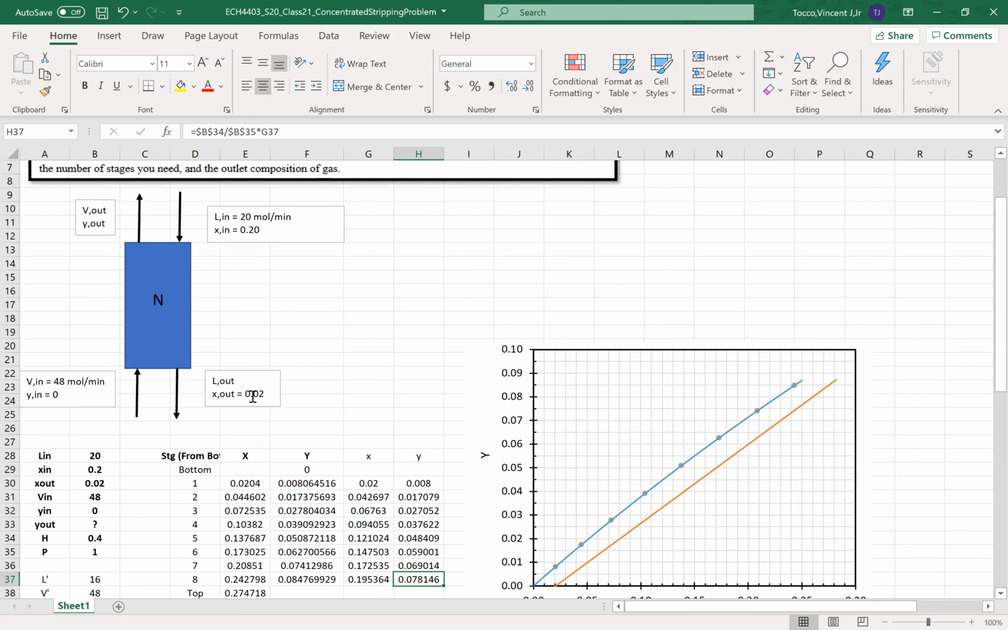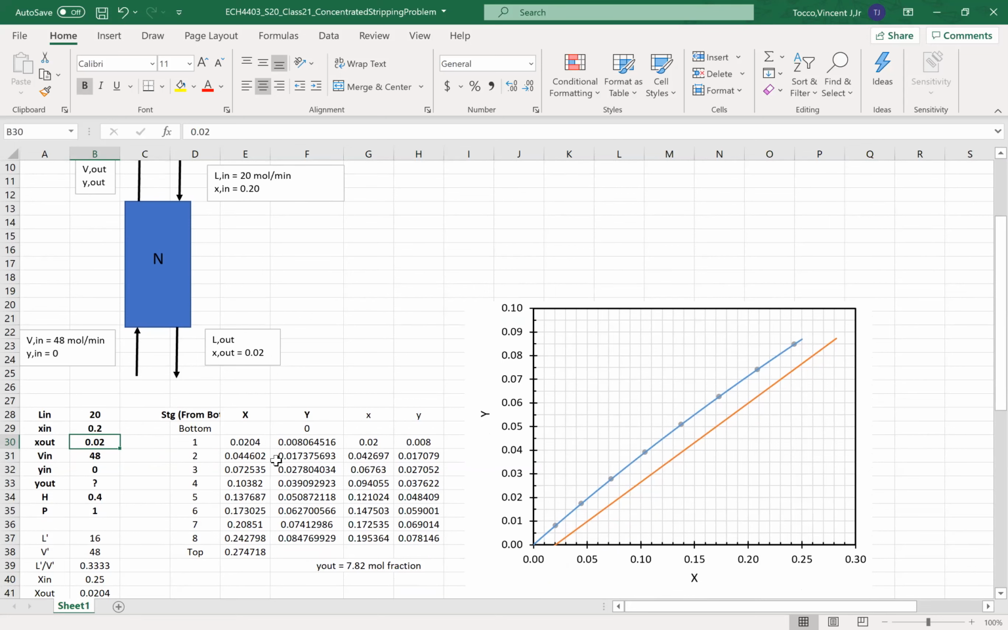So if I remove this 0.02 as a specification and go back to my degree of freedom analysis, I'd find that if I had one more unknown, then I could have a specified problem. So I can play with this by adjusting what X out I have. So let's say that my X out instead of 0.2 was 0.1, and we can see how the operating line would adjust in response to this.